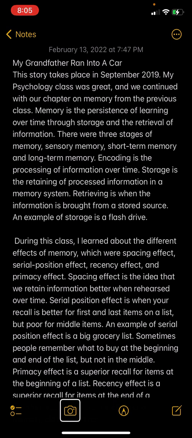And then there is primacy effect, which is when we remember items at the beginning of the list. And recency effect is when we remember items at the end of the list, basically. After they talked about that, class was over.